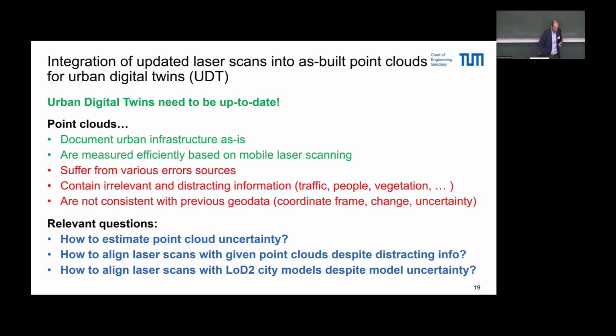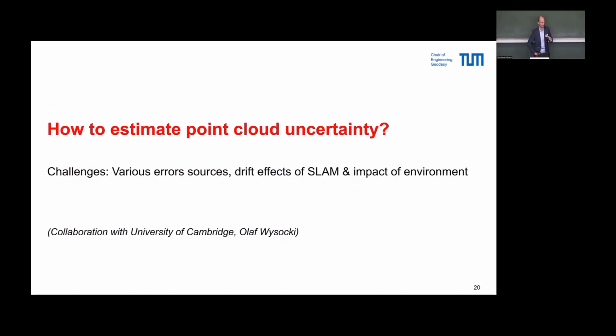And out of this, we try to tackle 3 questions that I would like to address today, quite shallowly. So how can we determine the uncertainty of the point clouds? How can we align the laser scans, although we have this information that we are not interested in, although we have outliers and so on? And how can we also align the laser scans into LoD2 City Models? So it's not only about registering or georeferencing into existing point clouds, but we also want to georeference into LoD2 City Models because this also brings several benefits. And this is what I would like to tackle here, briefly, not too deep.